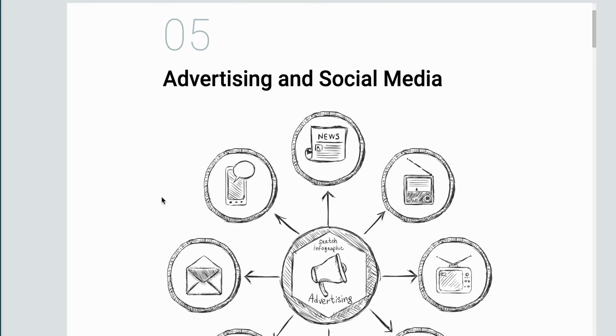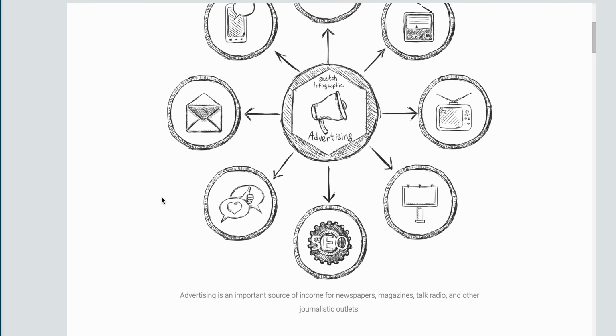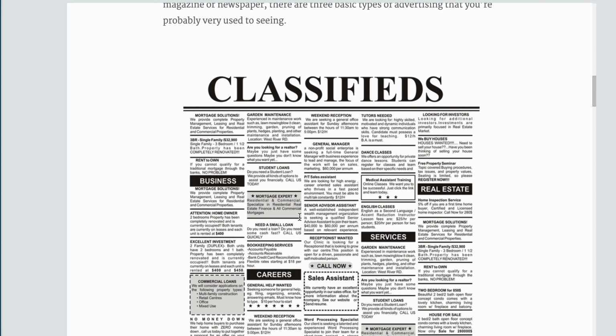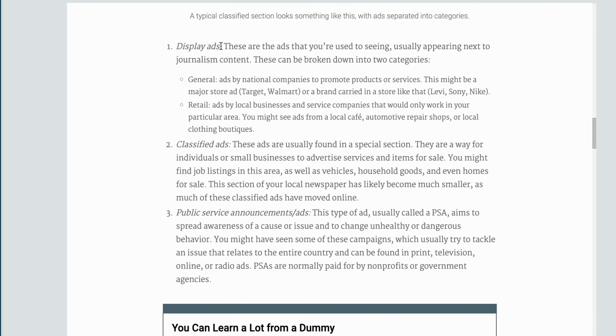Journalism is closely connected to advertising, of course. Advertising is the act of calling attention to a product, service, or need using paid space in print, television, or news websites. Now, types of ads, you need to know them. There are display ads, classified ads, and the most important type, the public service announcement. You need to know the differences between them.